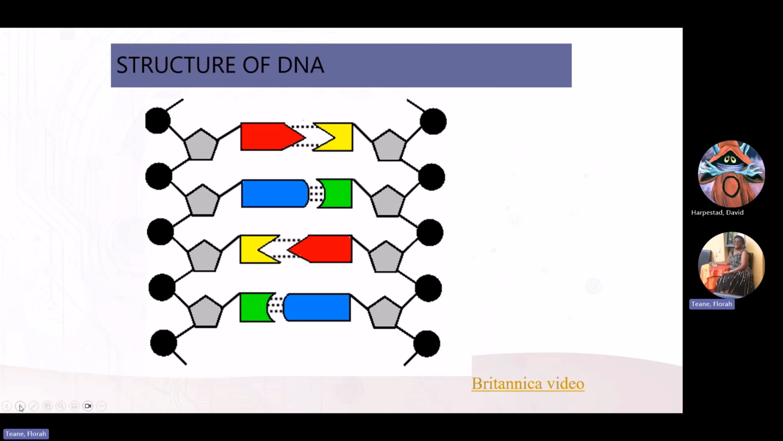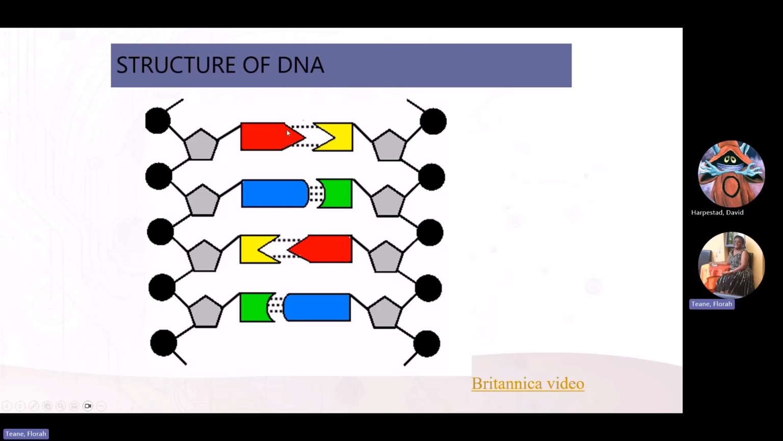Now, how is it possible that always guanine will match with cytosine and thymine with adenine? It is because of the structure. If you look at this diagram here, look at this red picture that could represent any of the nitrogenous bases. But for argument's sake, let me say the red part here represents guanine and the yellow part cytosine.